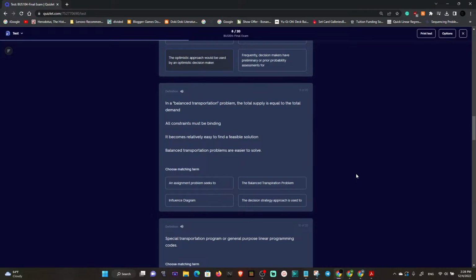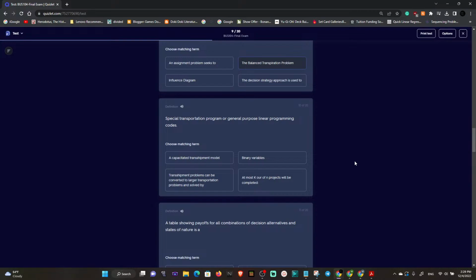In a balanced transportation problem, the total supply is equal to the total demand, so it becomes relatively easy to find a feasible solution. Balanced transportation problems are easier to solve. I have no idea what you said. No, I'm just reading it. Let's see. Strategies. I'll just go with the balanced transportation problem.